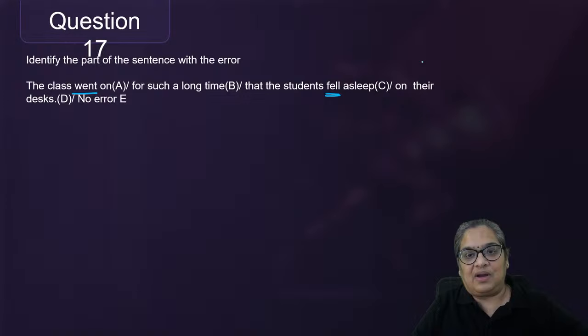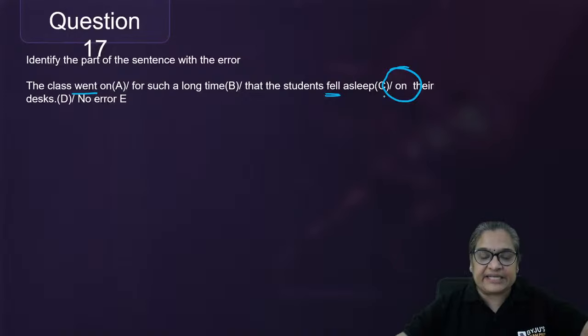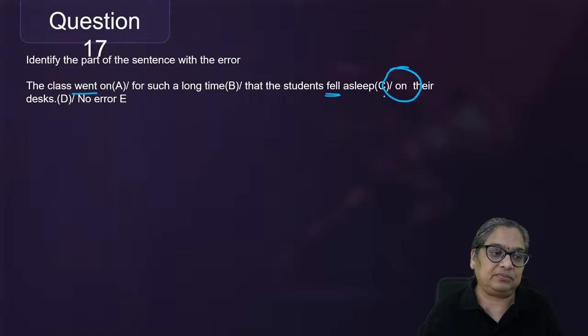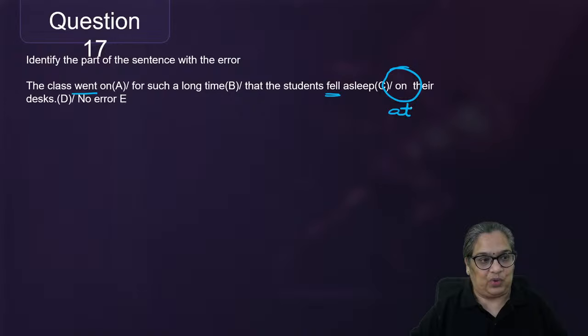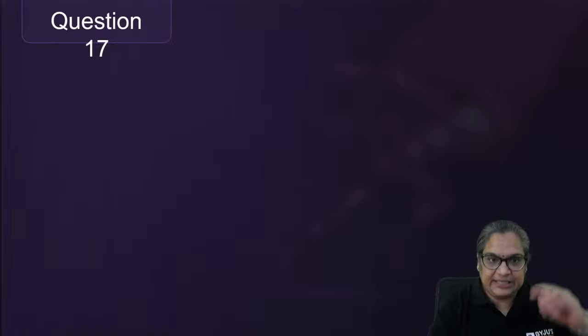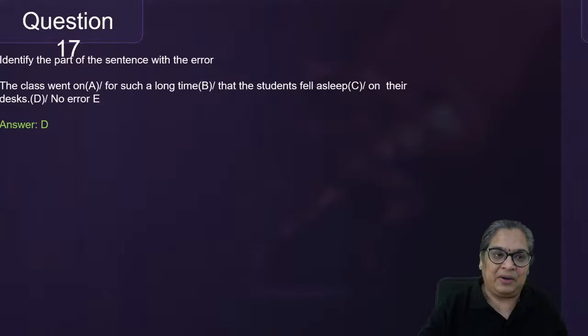Am I sitting on my desk and teaching you, or am I sitting at my desk and teaching you? So students didn't climb on their desks and sleep when the class happened, unless it's an online class. The students fell asleep at their desk. You have dinner at the dining table. All right. So it is at, not on. Got it? Unless they climbed onto the tables and decided to make it a bed. All right. And that is not the intention. The intention is when you're sitting, you dozed off.